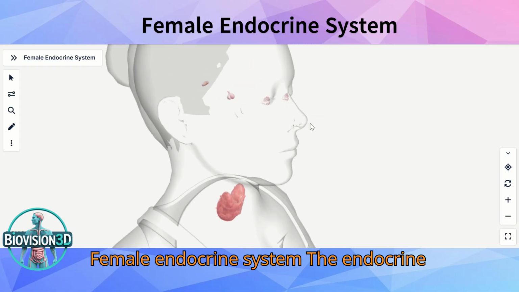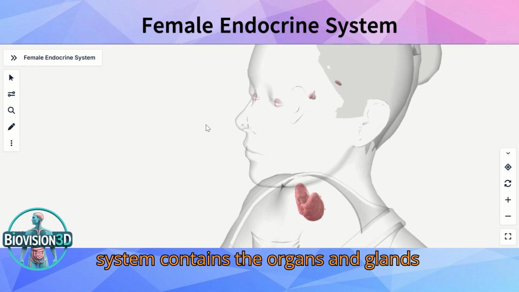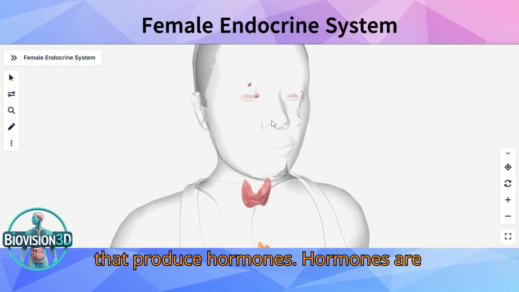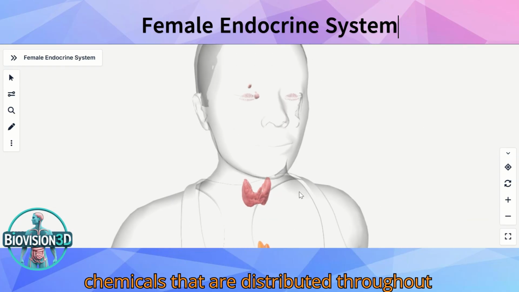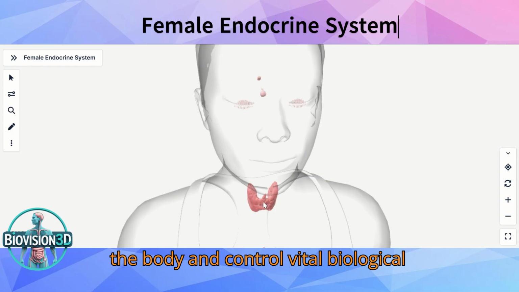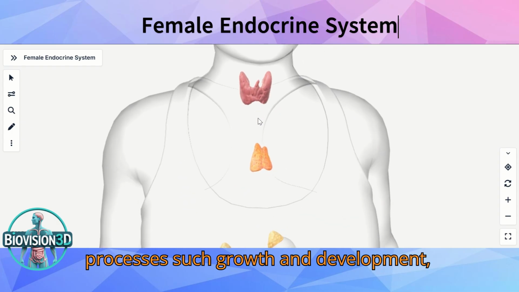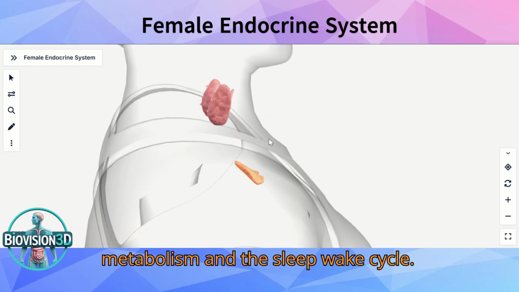Female endocrine system. The endocrine system contains the organs and glands that produce hormones. Hormones are chemicals that are distributed throughout the body and control vital biological processes such as growth and development, metabolism, and the sleep-wake cycle.